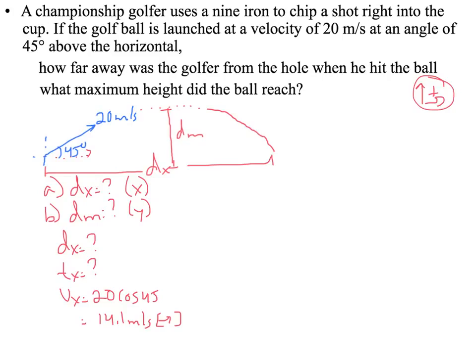But now we have two variables, right? We have dx and we have tx. We cannot solve when we have two variables that are missing, so we're going to need to come back. Okay, well, let's set up our equation. We know v equals d over t. D is our question. D is going to equal v times t. We know v is 14.1. Now we just got to find time, and we'll come back to the time.